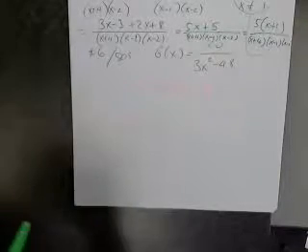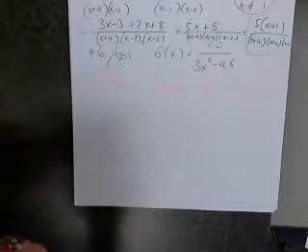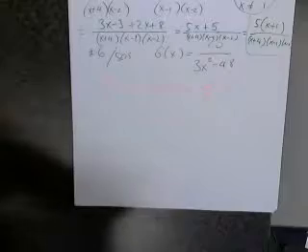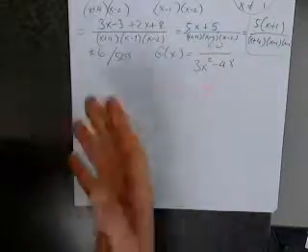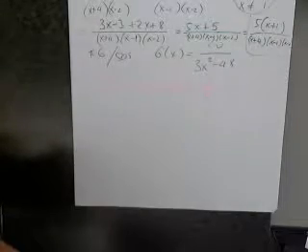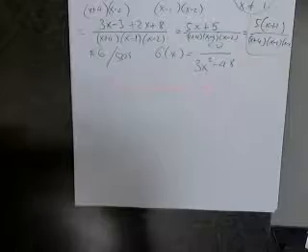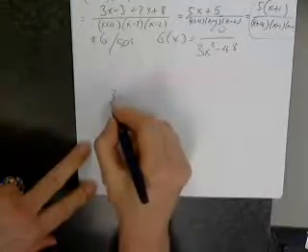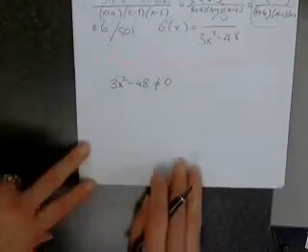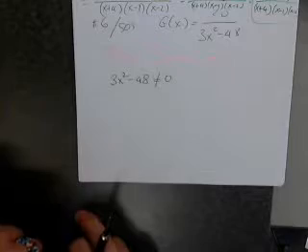What do I have to write in order to find the domain? I have to write something, solve that something, and then I'll get the domain. Exactly. 3x squared minus 48 not equal 0. How do I solve this equation? I want to simplify it if I can.